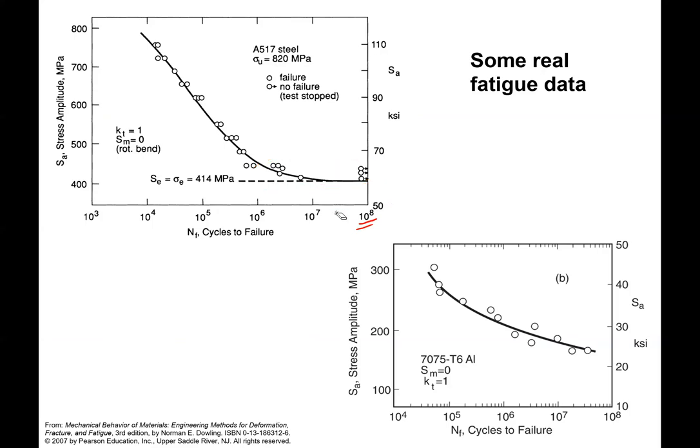And these last 3 points that are on here with the little arrows mean that they haven't actually failed. The test stopped at this 100 million cycles, and the sample did not fail. So we don't know where they are, but it still helps us define this fatigue limit. On this particular sample, if we have stress amplitudes below 414, then we don't have to worry about fatigue.